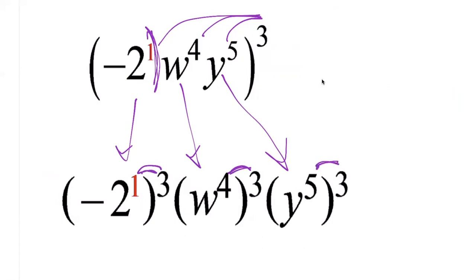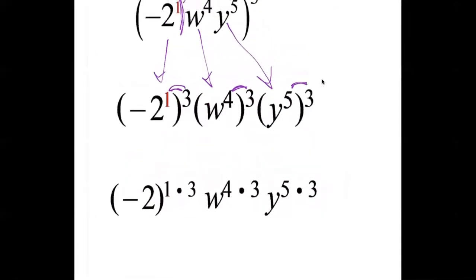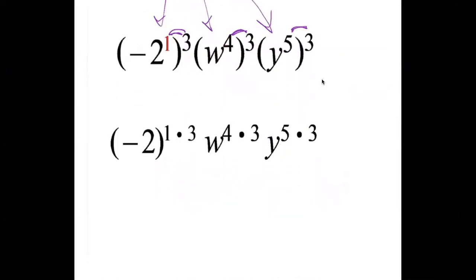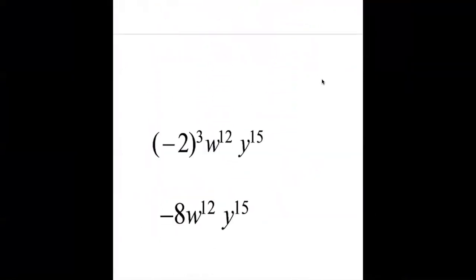All right, this is again called the power rule. So you can see here that 1 times 3 is going to be 3. W to the 12th and Y to the 15th. I can't do anything with the W. I can't do anything else with the Y, but I can simplify the negative 2. So here's where we got.